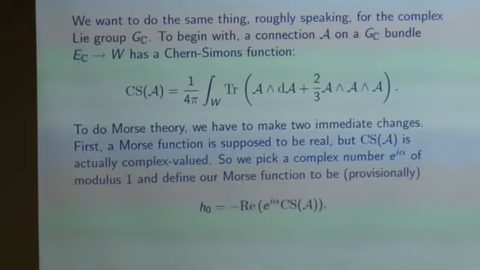Now, a second thing is we have to decide what kind of metric we're going to use on the space of connections. In the previous case, there was a completely natural metric on the space of connections, once we picked a metric on the three-manifold.